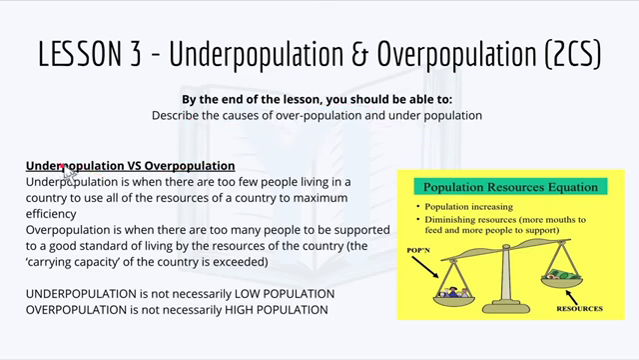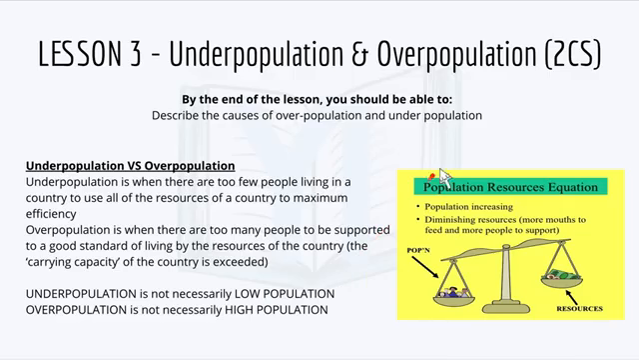And here's the difference between underpopulation and overpopulation. Underpopulation is where there are too few people living in a country to use all of the resources of a country to its maximum efficiency. And overpopulation is where there are too many people to be supported to a good standard of living by the resources of the country, meaning that the carrying capacity of the country is exceeded. And underpopulation is not necessarily low population, and overpopulation is not necessarily high population, because under and overpopulation have to do with the resources in the country.